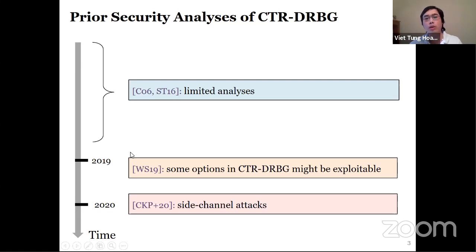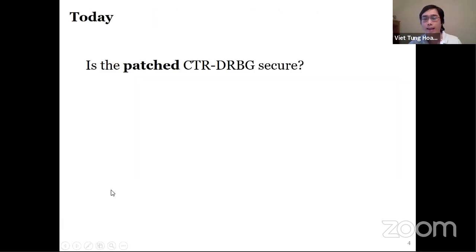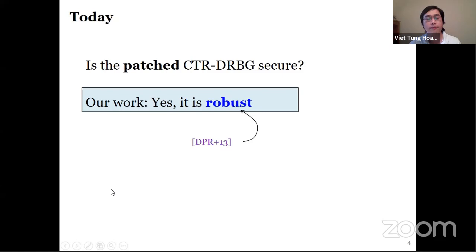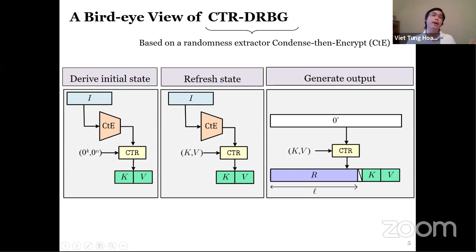But a big question still remains, that is, if we adopt the recommendations from those 2 papers, then is the patched counter-DRBG secure? Our work gives an affirmative answer to this question. In particular, we show that the counter-DRBG meets the robustness notion of Dodis et al., which is the standard notion of random number generator.